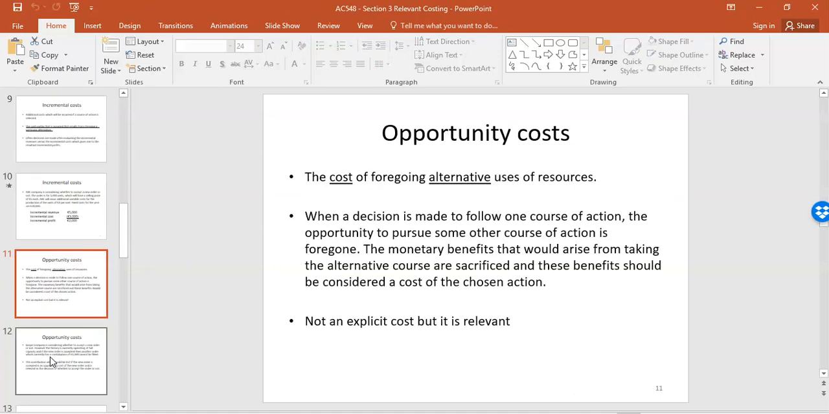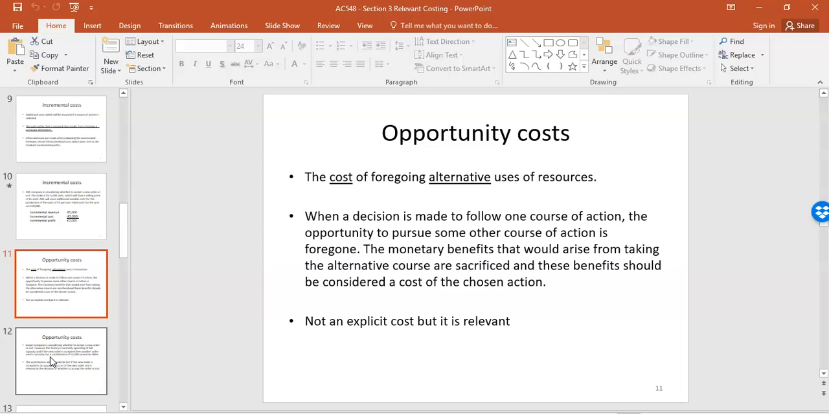Now, if some costs are something that usually are put in and they shouldn't be, opportunity costs are the opposite. These are costs that are relevant and should be in there, but they're rarely considered. An opportunity cost is the cost of foregoing alternative uses. Because you go with one alternative rather than the other, you have the cost of a lost opportunity.